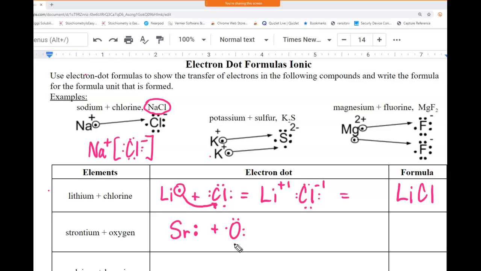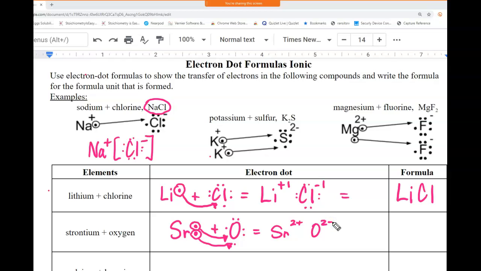Strontium is a metal. It is going to lose its 2 electrons. So it is going to transfer its 2 electrons to oxygen to complete oxygen's octet, making oxygen have 8 valence electrons now, and strontium have a reduced number of energy levels, but full energy levels. So we end up with strontium, Sr 2+, and oxygen, 2-.